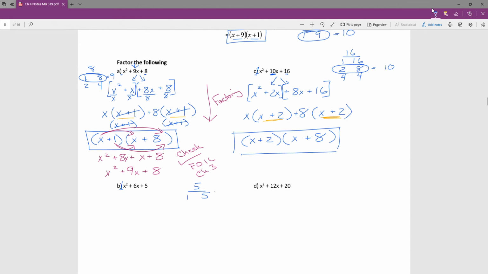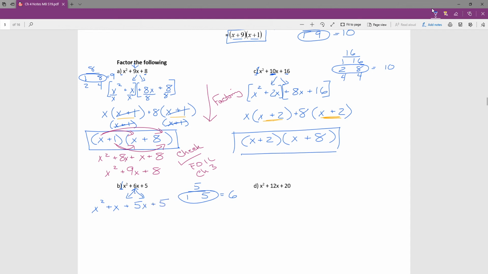It's not hard to choose the factors here because I only have one option. They should add together to give me my B coefficient. So they do add together to give me 6. So that's what I decompose my middle term with. So I'd have an x squared, a plus x, and you could write plus 1x if you like, it means the same thing, a 5x, and a plus 5.